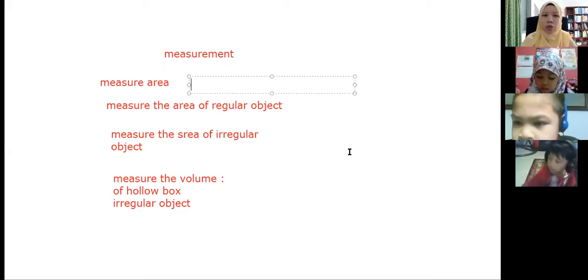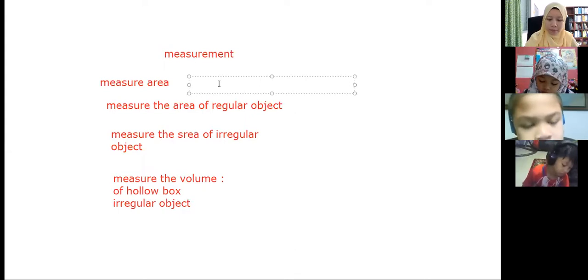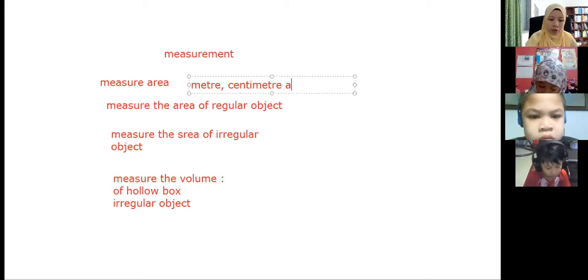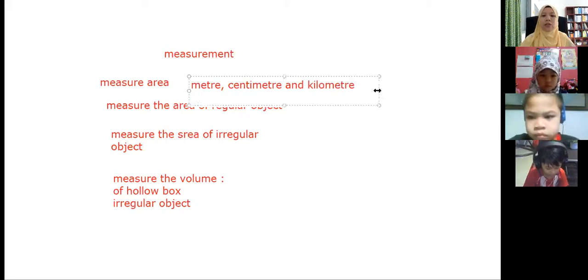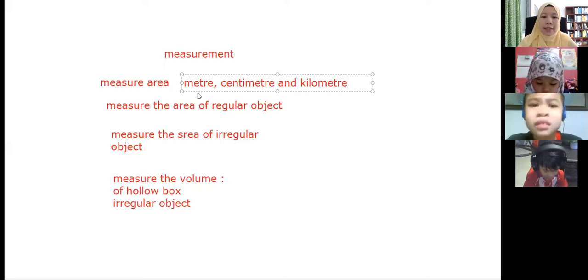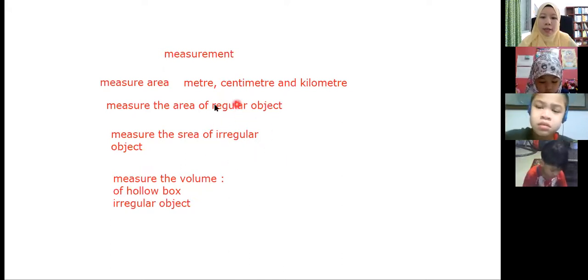So we will use the unit. Do you still remember the unit meter? Remember the topic that we already did about outdoor? We have used the unit meter, centimeter, and also kilometer. Okay, these are the units that we use to measure. And then, who can remember what is the method to measure the irregular object? Object yang tak sama. Siapa ingat? What is the method?